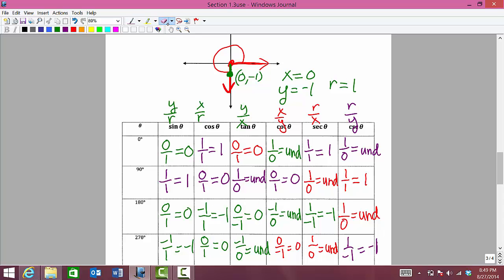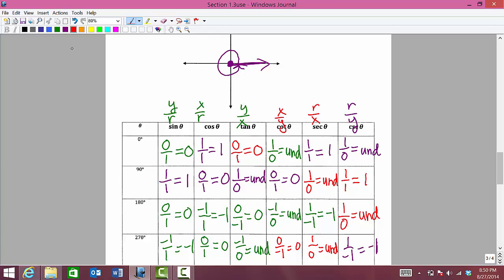Now, why haven't I done 360 degrees? Well, 360 degrees is coterminal to 0 degrees. We talked about coterminal angles. So 0 degrees would be no rotation, 360 degrees would be going all the way around one complete rotation.